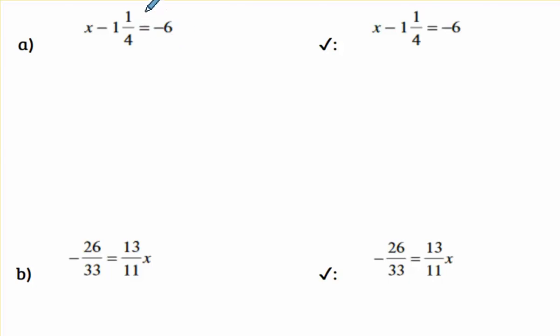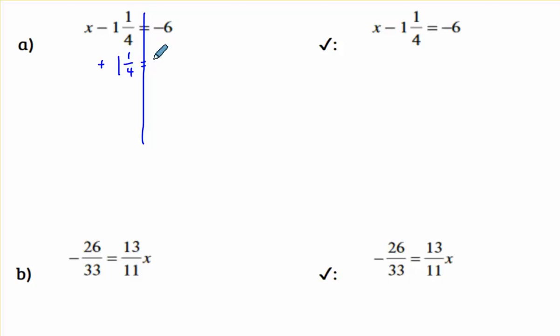Okay, for this equation, it works always the same. We're going to draw our river and ask ourselves, what do we want to get by itself? Well, we want the x by itself. So how do we get rid of a minus something? We add that something. So we're going to add 1 1/4 to both sides.